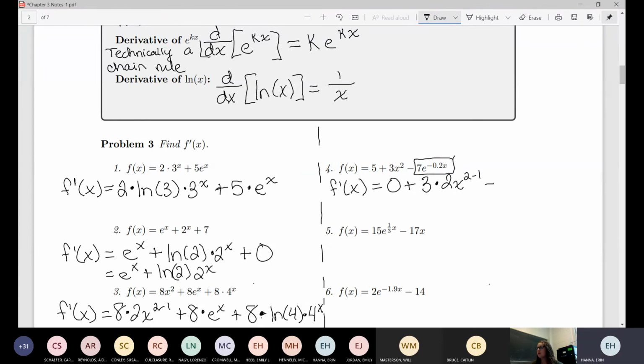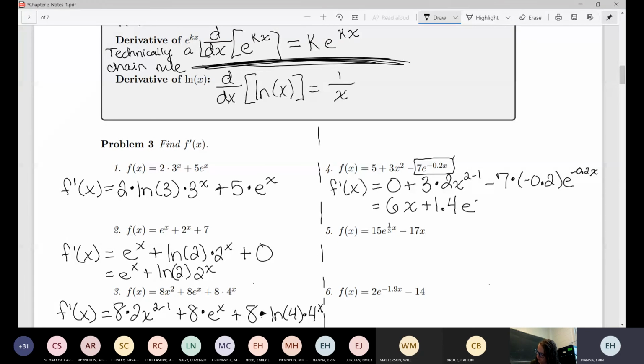Minus the derivative of e to the negative 0.2x. So here, 7 comes along for the ride. And we have this e to the k rule we have up here, which tells us that we essentially bring that constant out front and then essentially rewrite the entire e to the kx. We can simplify that a little bit if we wish. Negative 7 times negative 0.2 is positive 1.4. So there's our derivative for that one.